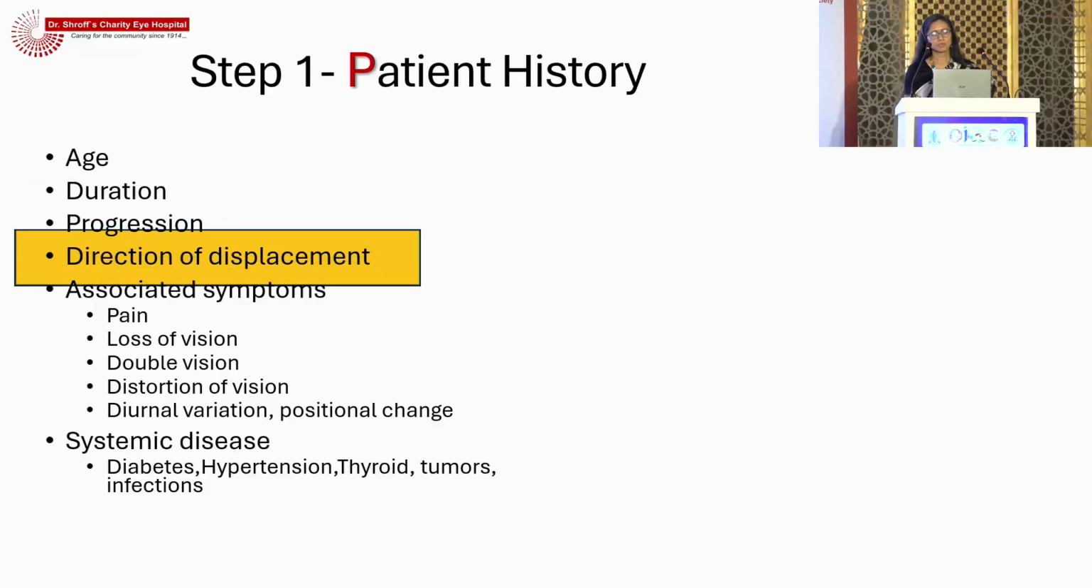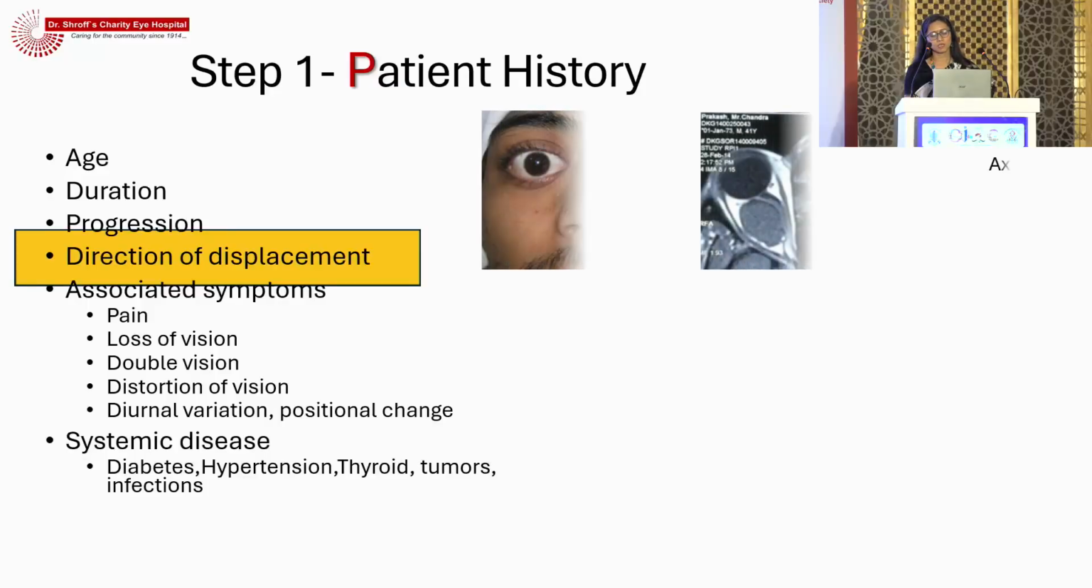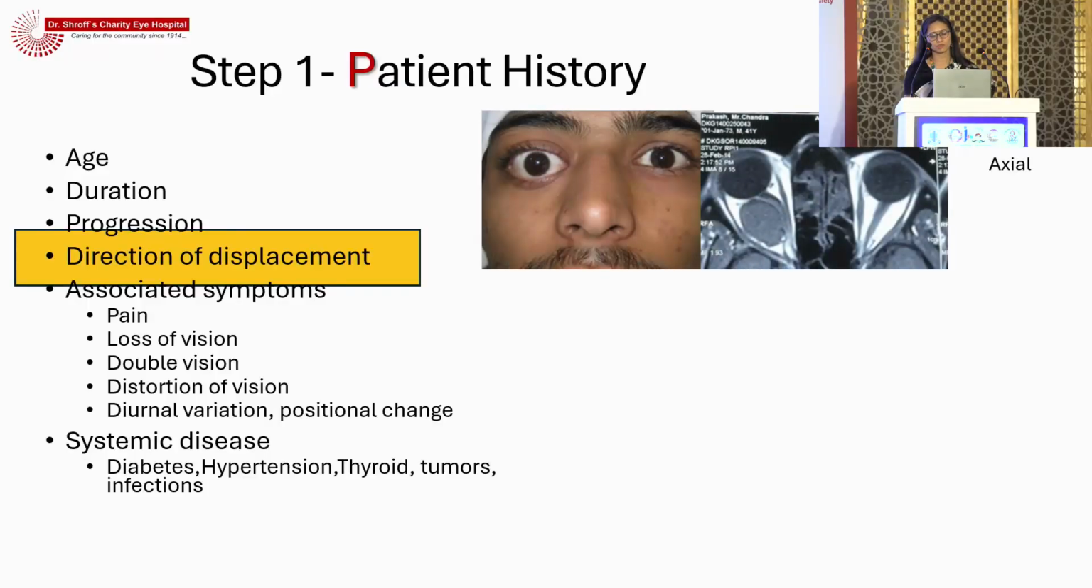Direction of the displacement again is something which can give us a clue what area of the orbit the pathology lies in, and that can help us again to formulate a differential. So we need to understand the concept of axial versus abaxial proptosis. If the lesion is lying in the posterior orbit, an intraconal location like a cavernous hemangioma in this young gentleman, it is likely to be an axial proptosis.